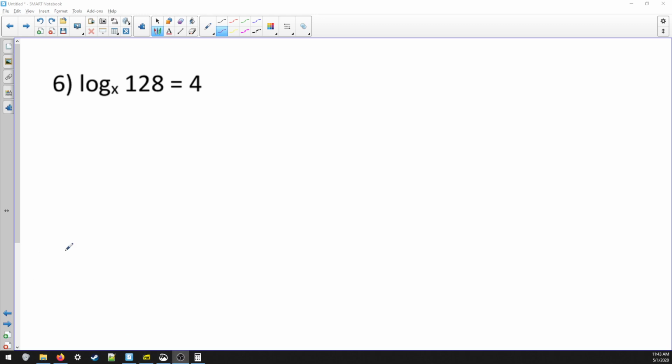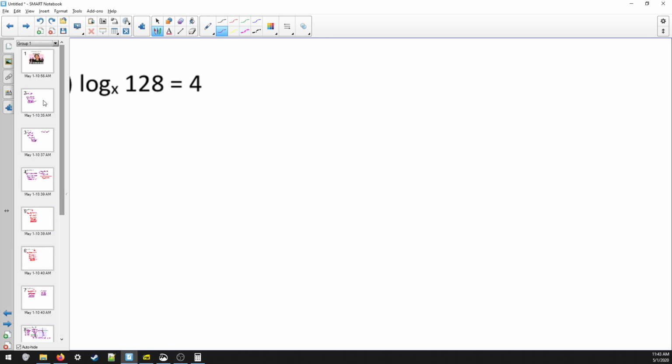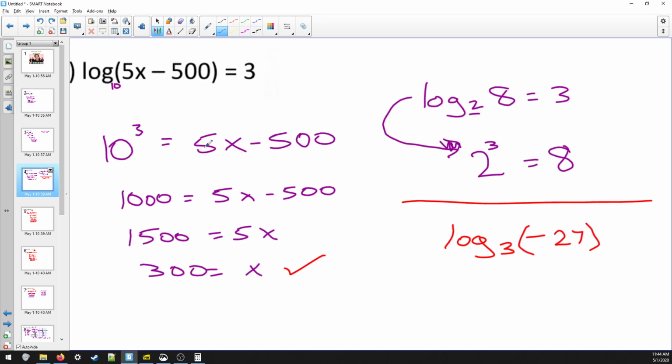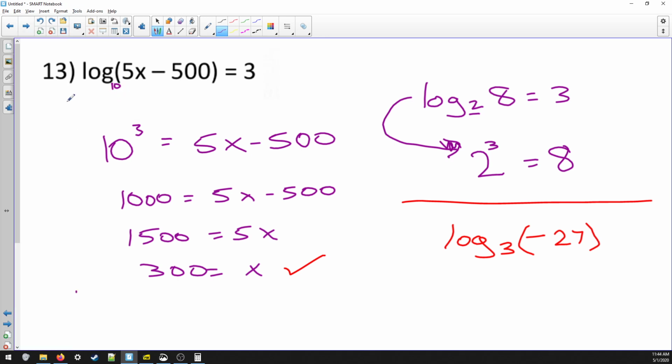All right, so here's number 6. This is a solving problem as well. For a problem like this, if you look back at some of the other ones that we did, let me go back. Problems like this, what we ended up doing was we said if the base is something like 10, as long as the log is by itself, which in this case it was, we could just convert it into exponential. So base of 10, exponent of 3, this number goes on the other side.